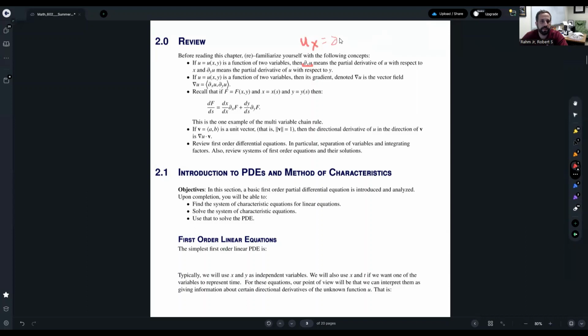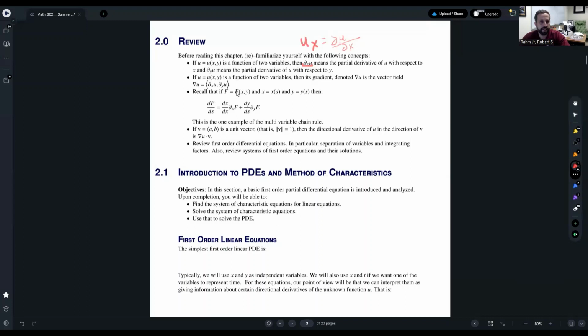So you might see something like this as well. And I realize I'm writing like a serial killer, but that's because I'm having to do it on the Bamboo tablet and I'm not quite used to it. Also, the gradient: if I have a function of two variables, this is just the gradient. It's this vector field where the first component is the derivative of the function with respect to x, and the second component is the derivative of the function with respect to y. Or if we're using x and t, it'll be something like that as well.